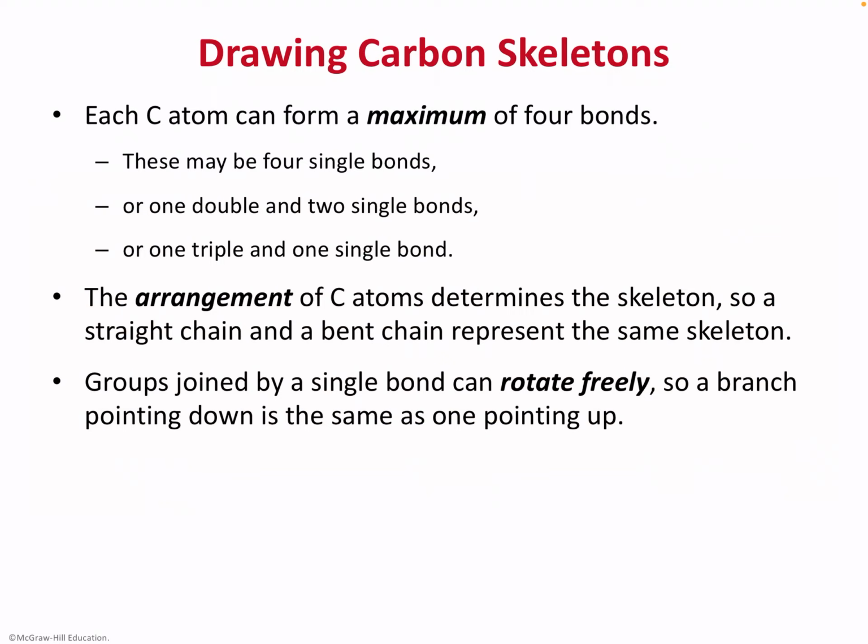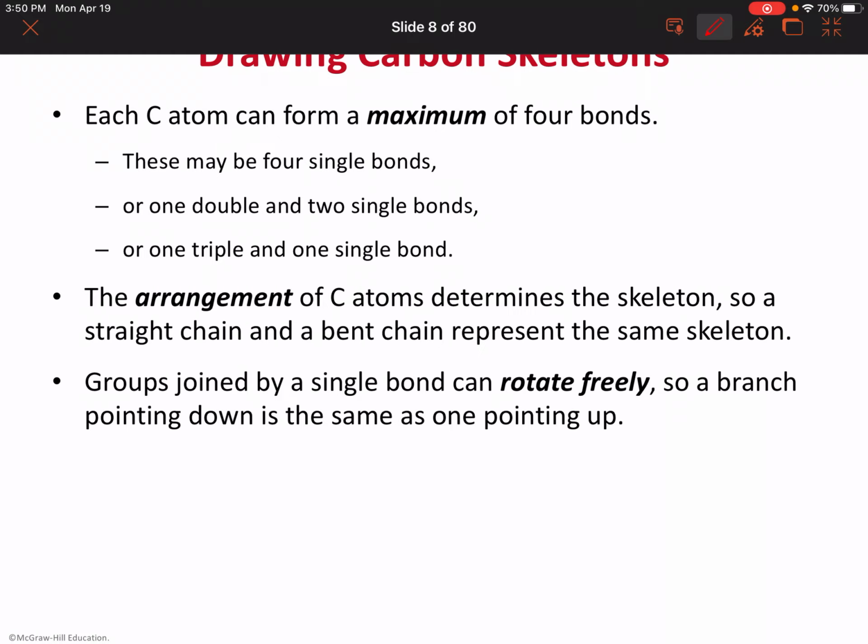Drawing carbon skeletons. Each carbon atom can form a maximum of 4 bonds. So for these 4 bonds, you can have 4 single bonds. Like this. Let's say you have carbon, 1, 2, 3, 4. You can have 4 single bonds. Or you can have 1 double and 2 single bonds. You can have 1 double bond connected to the carbon, and then 2 single bonds. So basically you have 4 bonds.